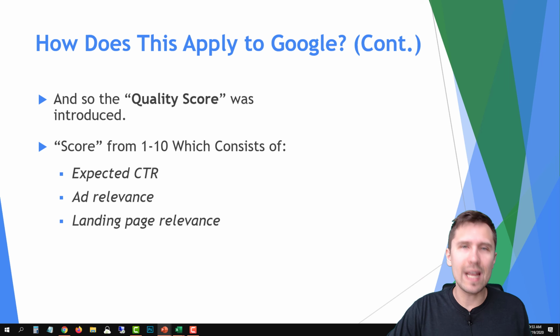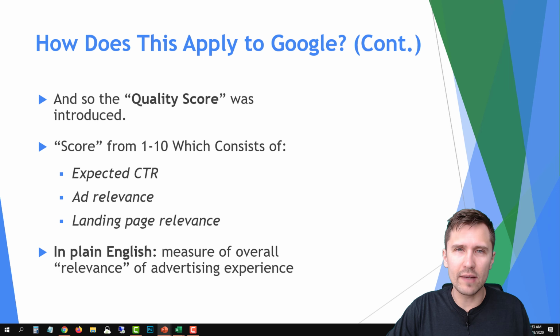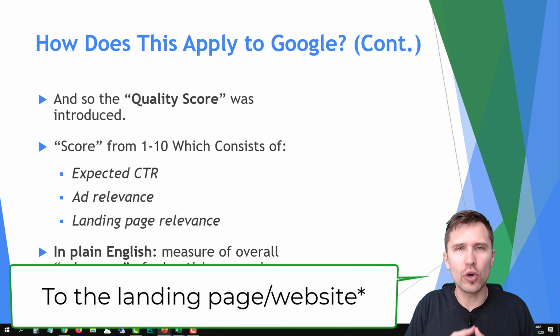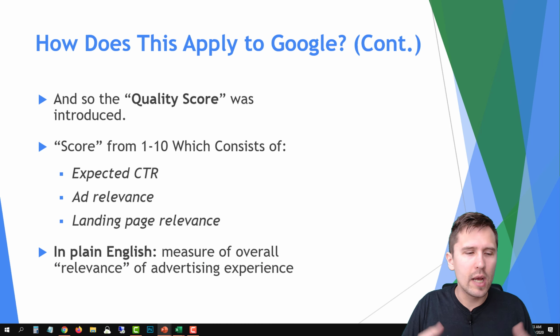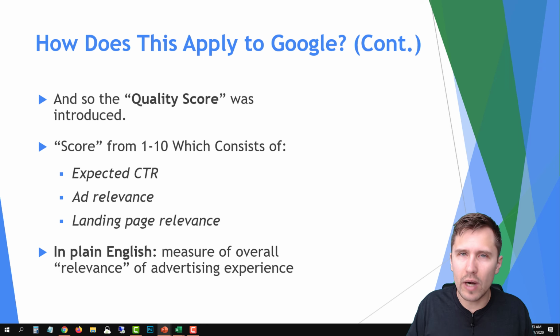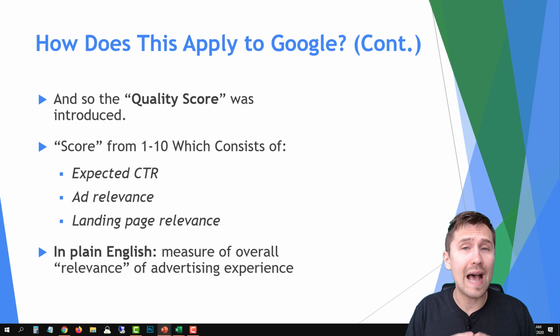So in plain English, what is a quality score? It is the measure of overall relevance from the search term to the ad, the user journey. Google cares about their users. They want, when someone types something in, the user to find what they're looking for. They want everything to be relevant. And these three parts, search term to keyword, keyword to ad, ad to landing page, they're all important in making this journey relevant. That is a quality score.